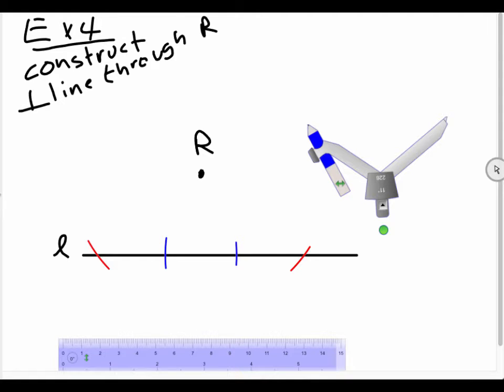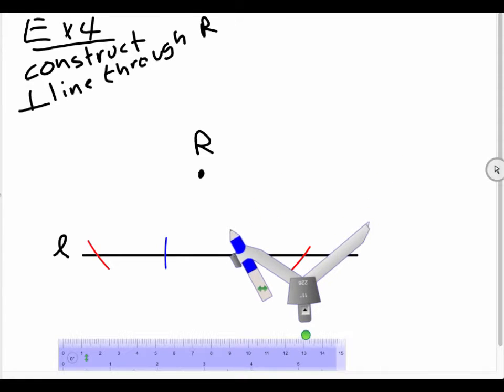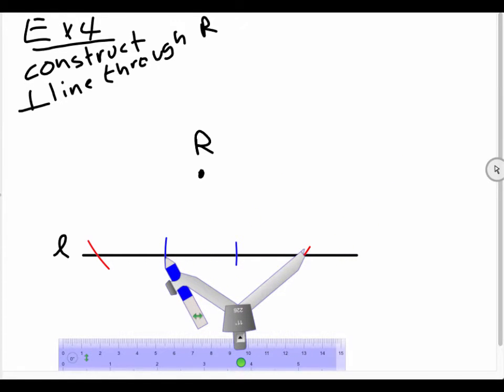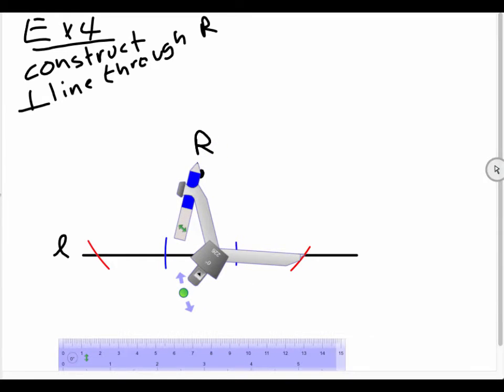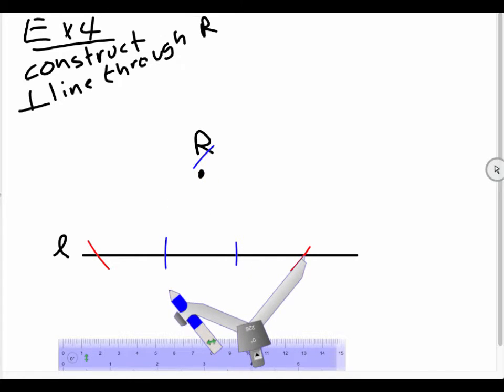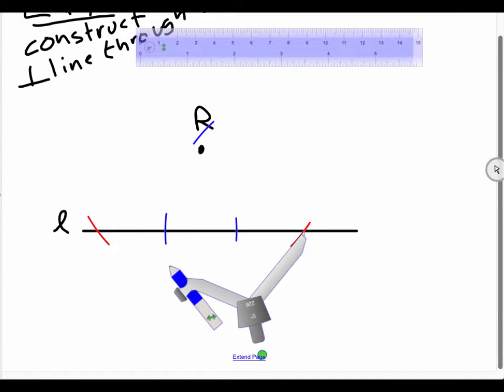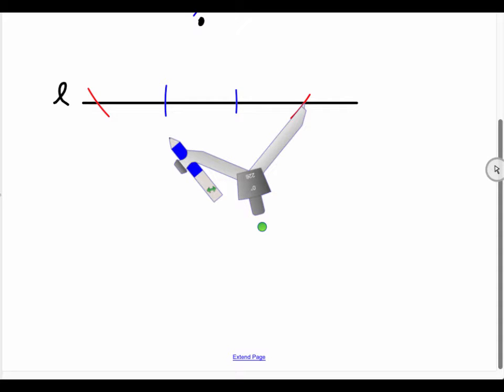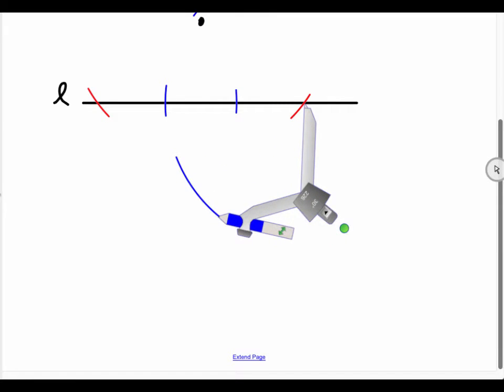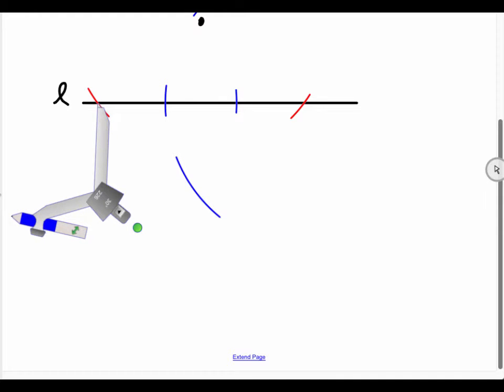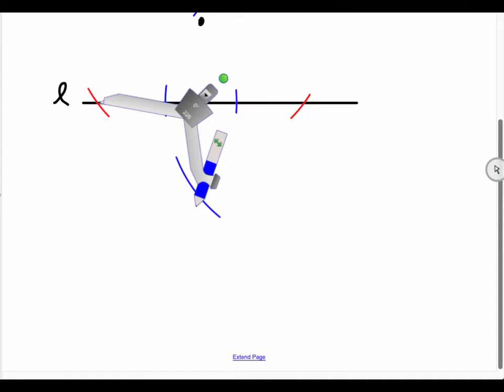Now, what your textbook suggests, I could find the center of these 2 points, but really what I want to do is find the arcs of these 2 points. So what I could do is rotate this around and just make an arc here. And then I'm going to rotate this around on the bottom. I got to move my ruler out of the way. Got to move this out of the way too. And I'm going to make another arc here. I'm going to move this back here and make an arc here.